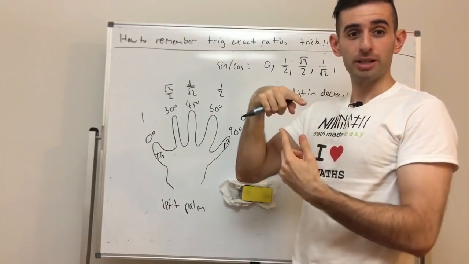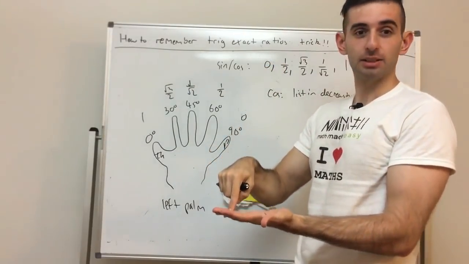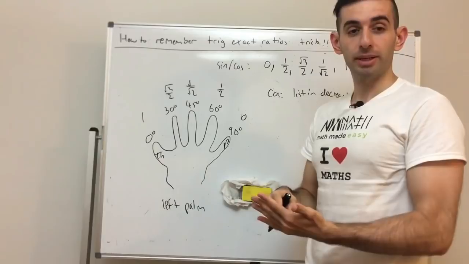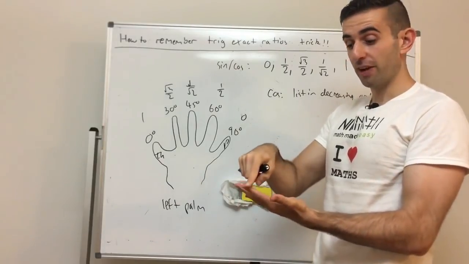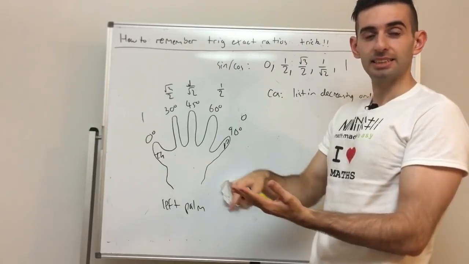That's the complementary identity. Then what's 60? That's a half. Lastly, what's 90? 0. So the key to remember here is that each finger's value is 0, 30, 45, 60, 90. That stays the same.